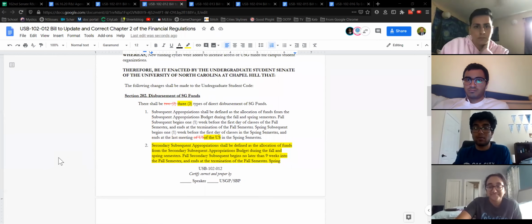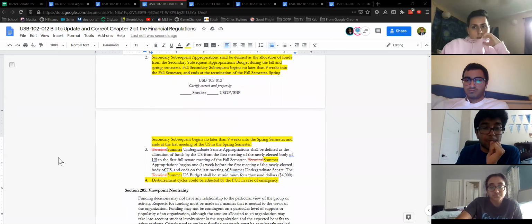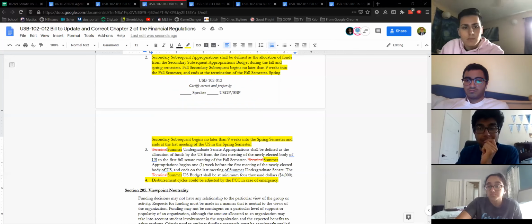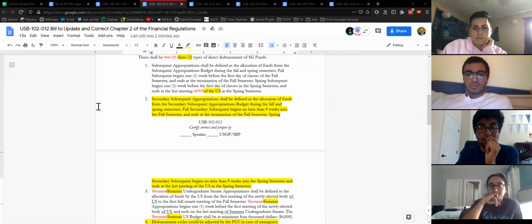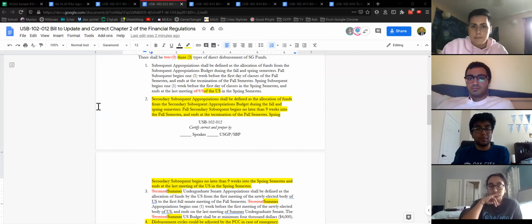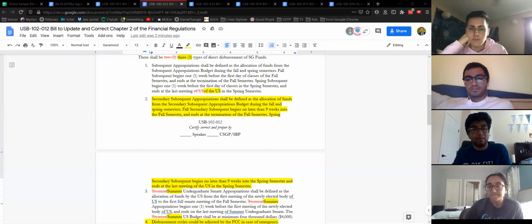If there isn't any other discussion, I'll take a motion on this bill. Baxter, did you add in the amendment that you wanted to make? Yes, I did. Oh, yeah. So Ashna, we were discussing the part about who could apply for secondary appropriations, and we were talking about amending it to say that organizations that have received funding in the primary subsequent appropriations period would not be eligible to apply. We didn't want to make that amendment without you present to comment on it. No, I agree with that amendment.